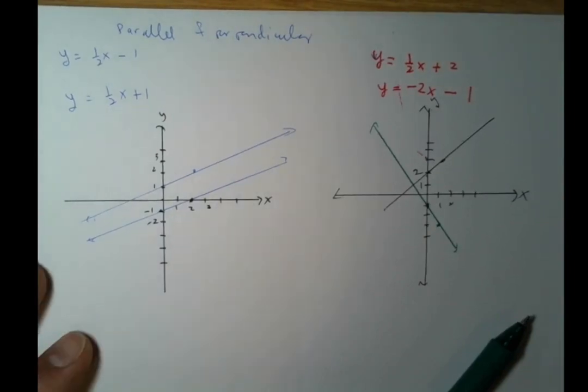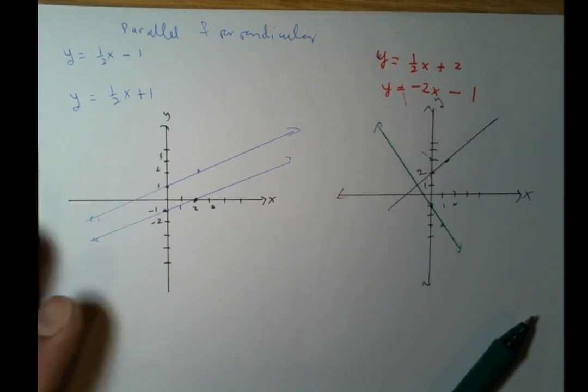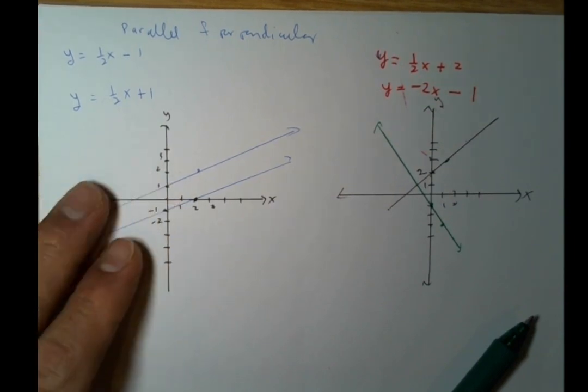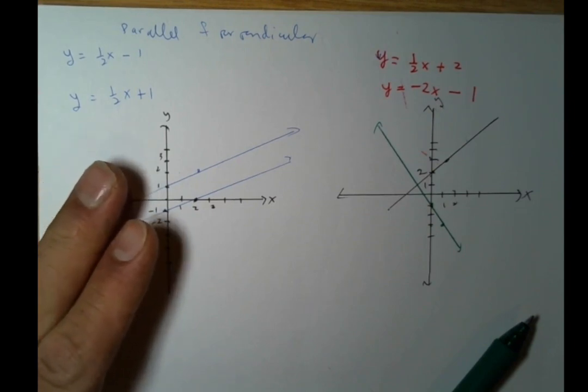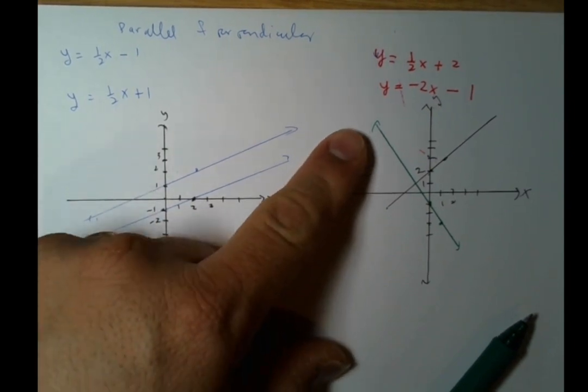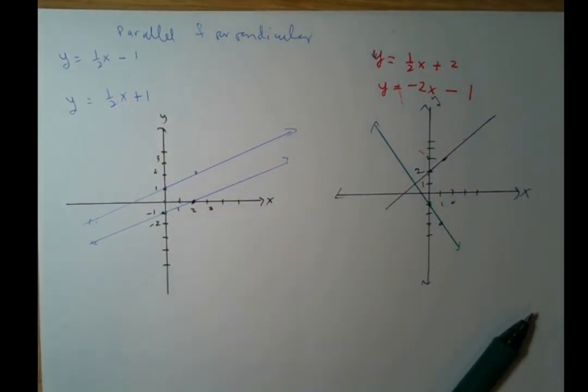Okay, so we're going to go over parallel and perpendicular lines. What you have in front of you is two pairs of lines. The first pair on our left are y equals 1/2 x minus 1 and y equals 1/2 x plus 1, and the one on the right is y equals 1/2 x plus 2 and y equals negative 2x minus 1. After learning how to graph them, it should be clear which one is which.